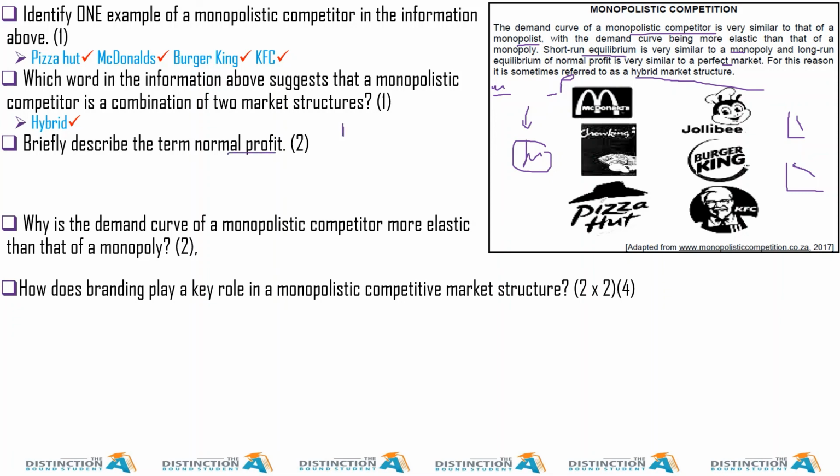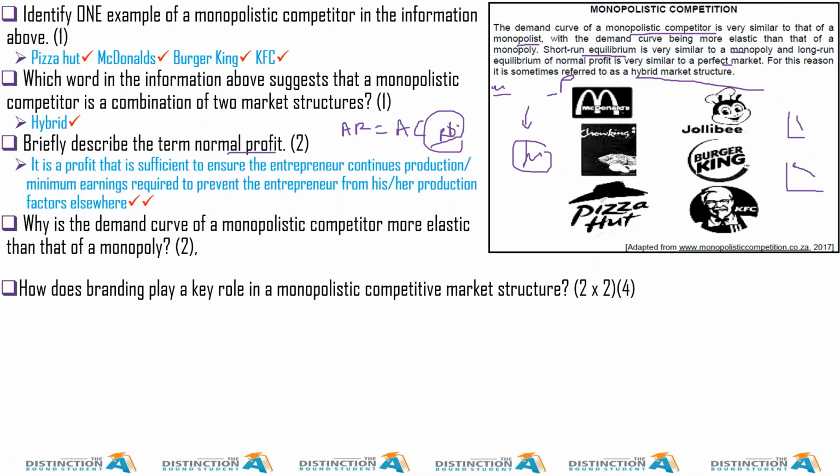Then briefly describe the term normal profit. Okay, normal profit is when your AR is equal to your AC, when we have 0 rands. So in this case, we say it is the minimum that you need for you to survive. So it is the profit that is sufficient. That is the minimum, anything less than that, anything more than that. Yes, there's the word minimum: earnings required to prevent an entrepreneur from exiting the firm, the industry.